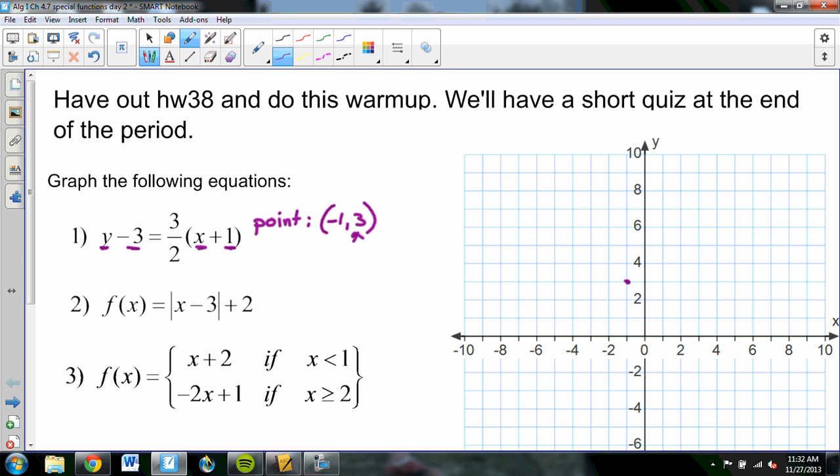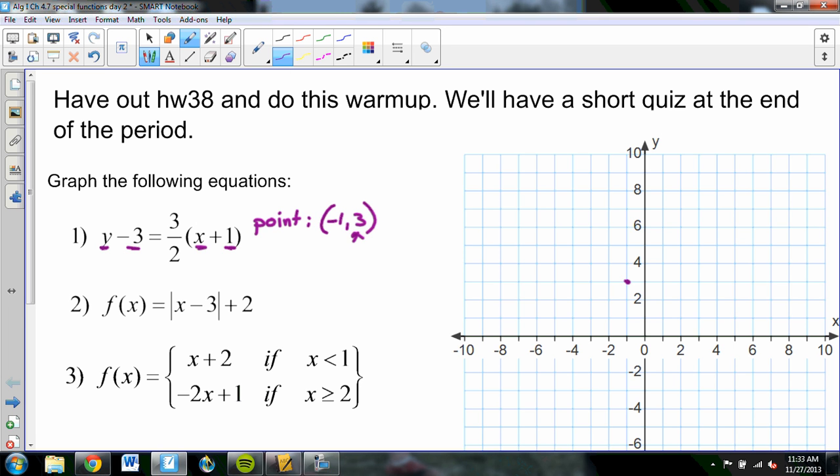Emily? Why is it -1? It's just how the property works. You just take the opposite of this and the opposite of this. It'll always be the opposite when you're in point slope form. I explained why like a week ago. For now, I'm just trying to memorize the opposite.